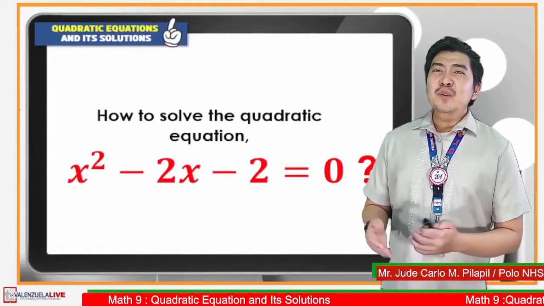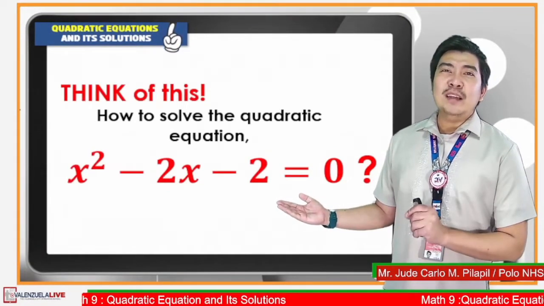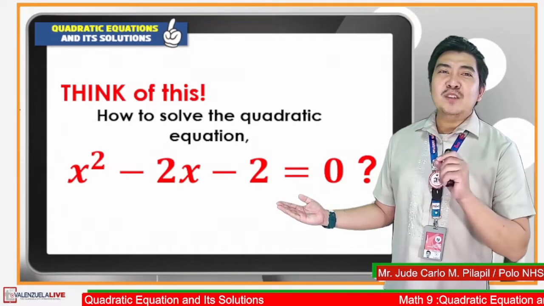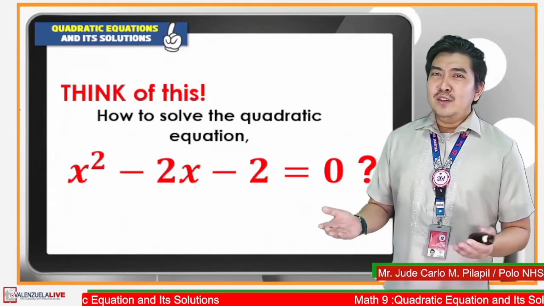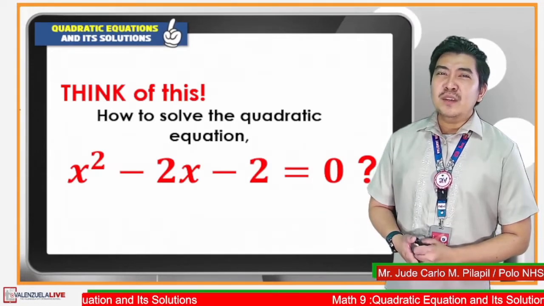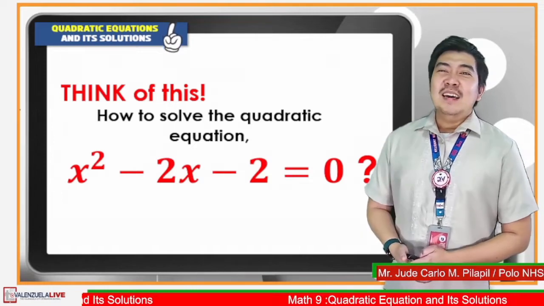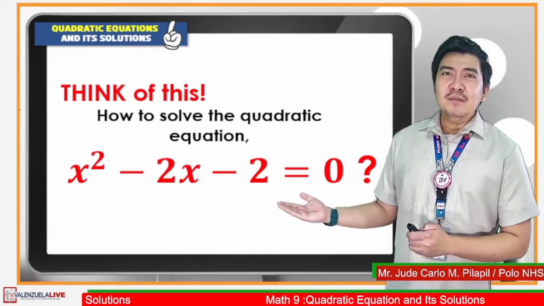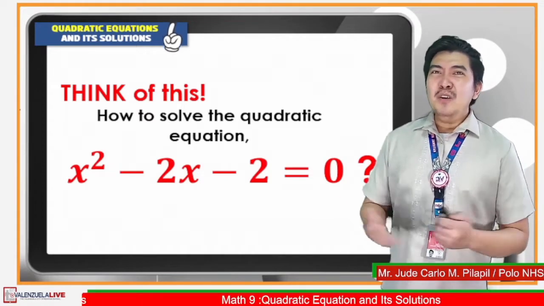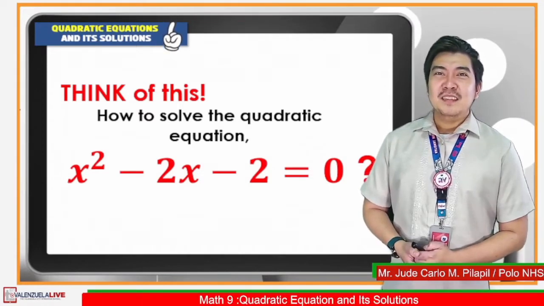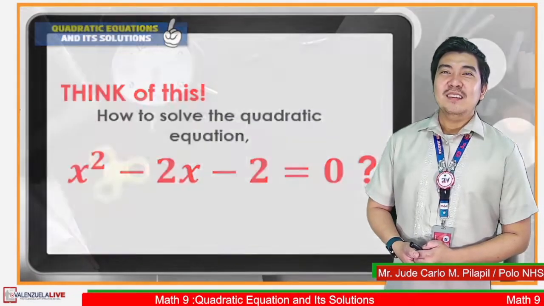I will leave you with this. Think of this. How are you going to solve the quadratic equation x squared minus 2x minus 2 is equal to 0? Can you use extracting square roots in solving this one? No, that's correct. Is the equation factorable? No, very good. But how are you going to solve this? This will be answered the next meeting.